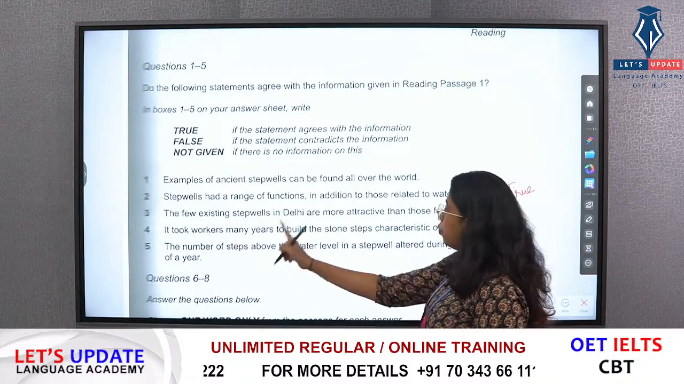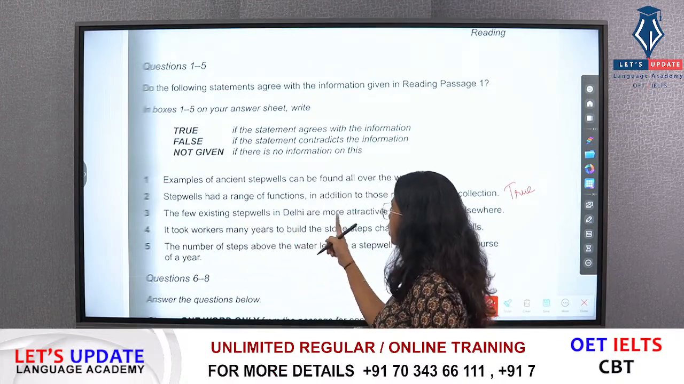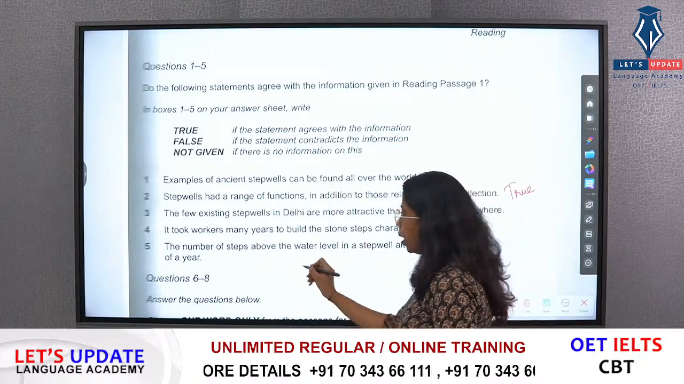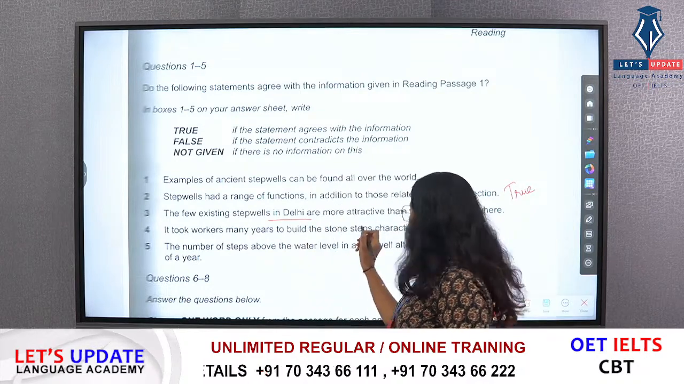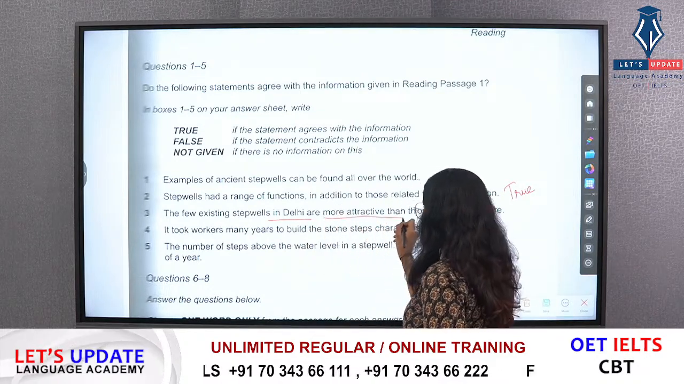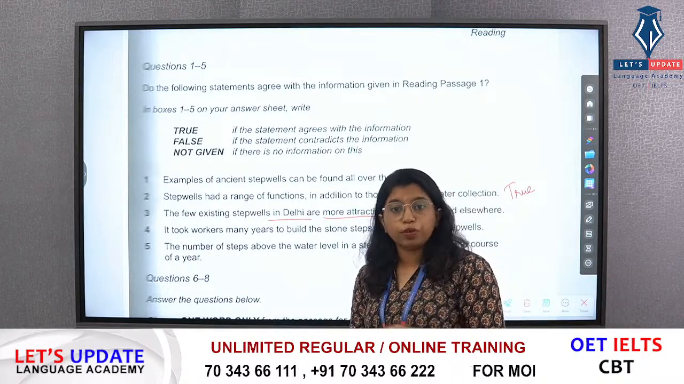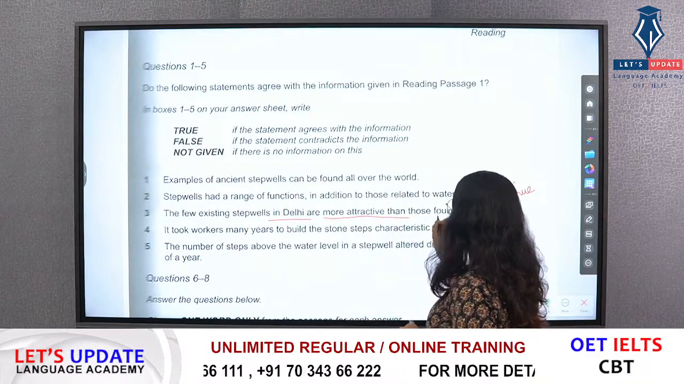Okay. So moving further, the third question is, the few existing step wells in Delhi are more attractive than those found elsewhere. So we can underline this keyword, Delhi, then more attractive than, more attractive. So it is a comparison. Okay, so you can look for a comparison if it is there. More attractive, and those found elsewhere.